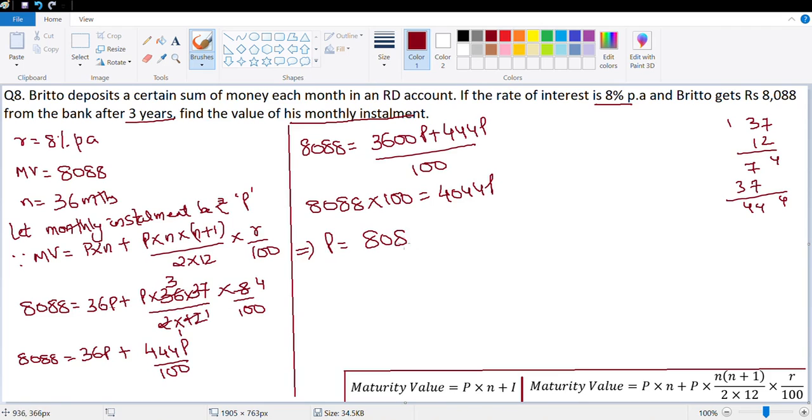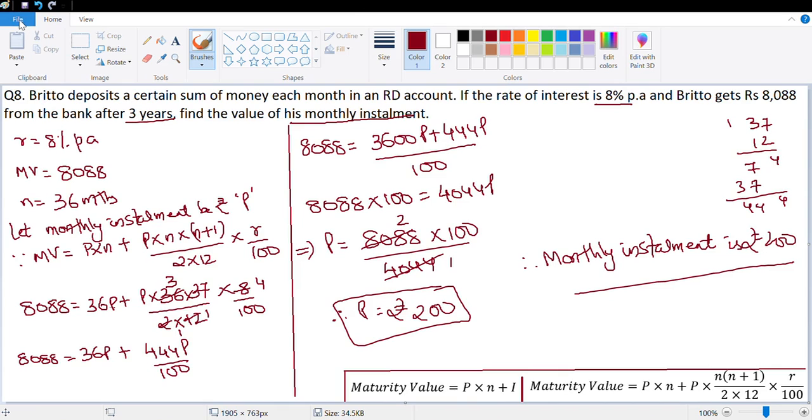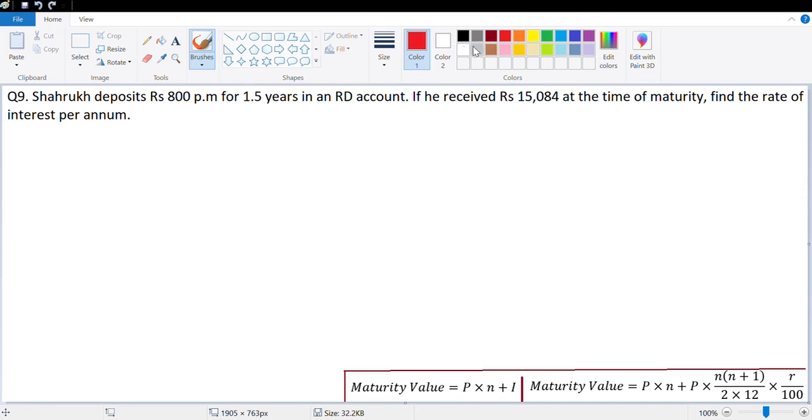This is 8088 into 100 upon 4044, 1, 2. Therefore, P is equal to rupees 200. Yes, therefore, monthly installment is rupees 200. Done. Let's look at the next question. The next question that we're doing is question number 9.